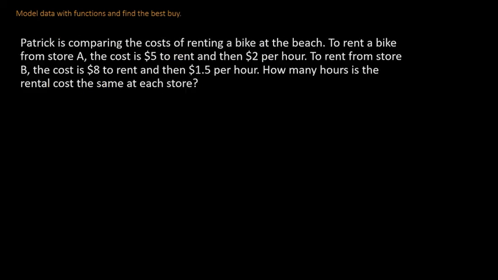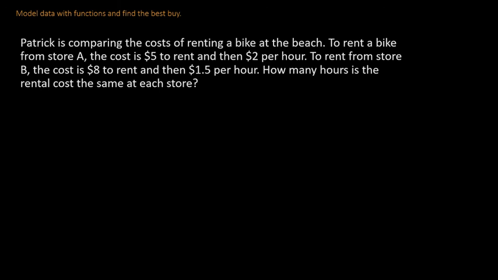Okay, let's look at one last example. Let's say that Patrick is comparing the costs of renting bikes at the beach. To rent from store A, the cost is $5 to rent, then $2 per hour. To rent from store B, the cost is $8 to rent, and then $1.50 an hour. How many hours is the rental cost the same in each store? So in other words, for what number of hours would it cost him the same regardless of his choice?